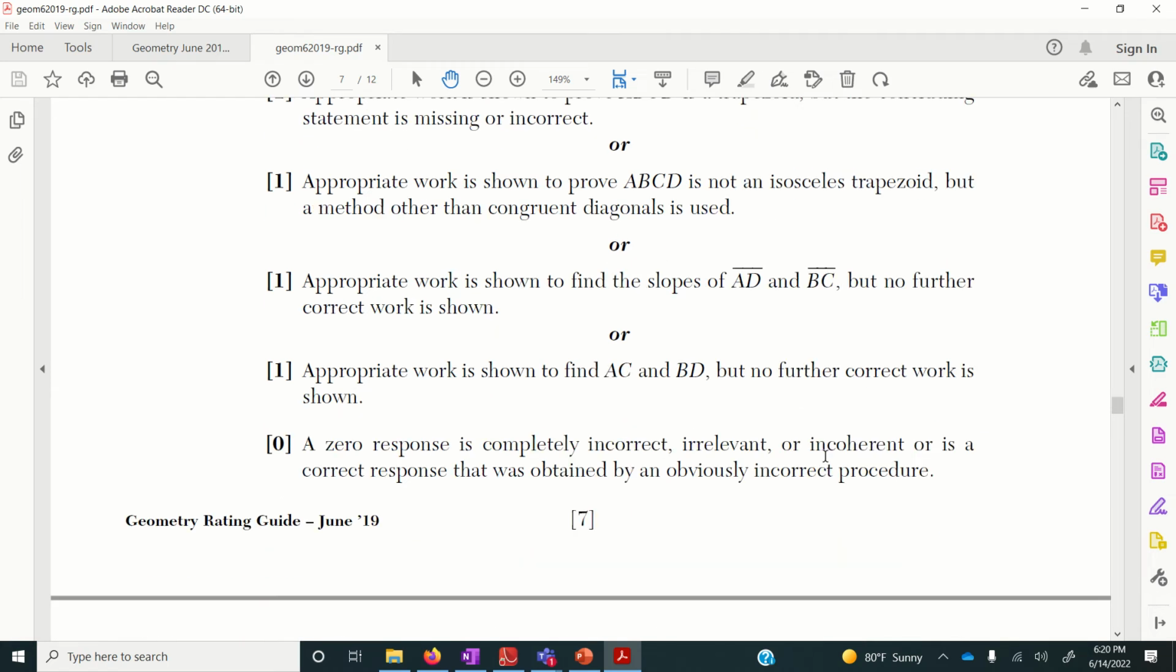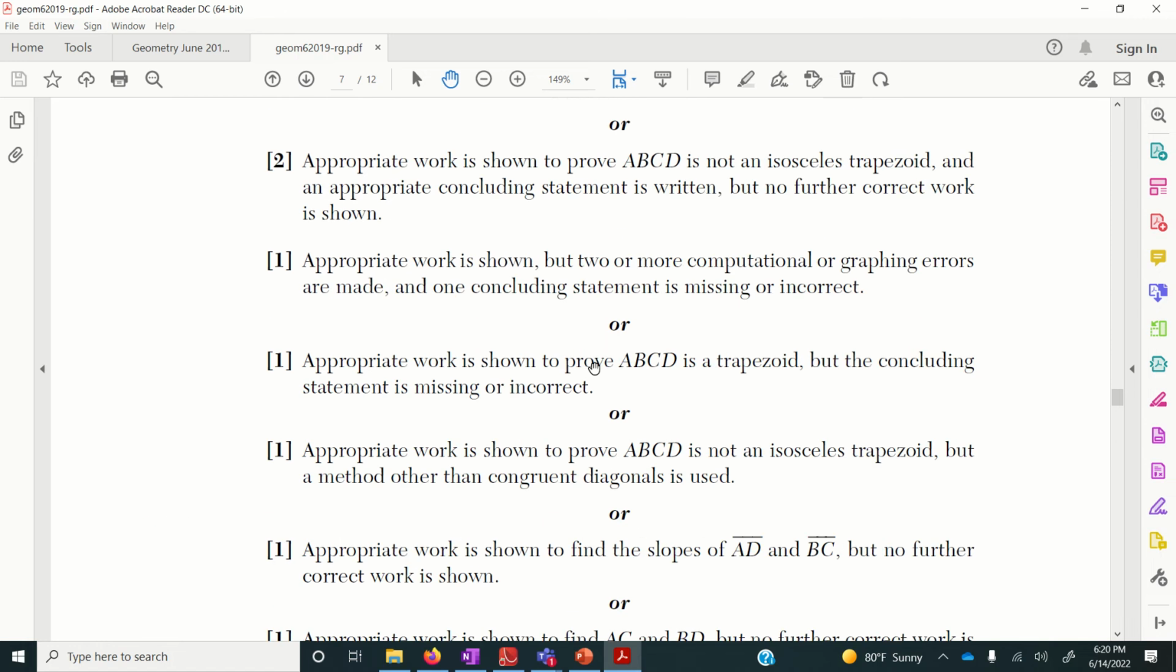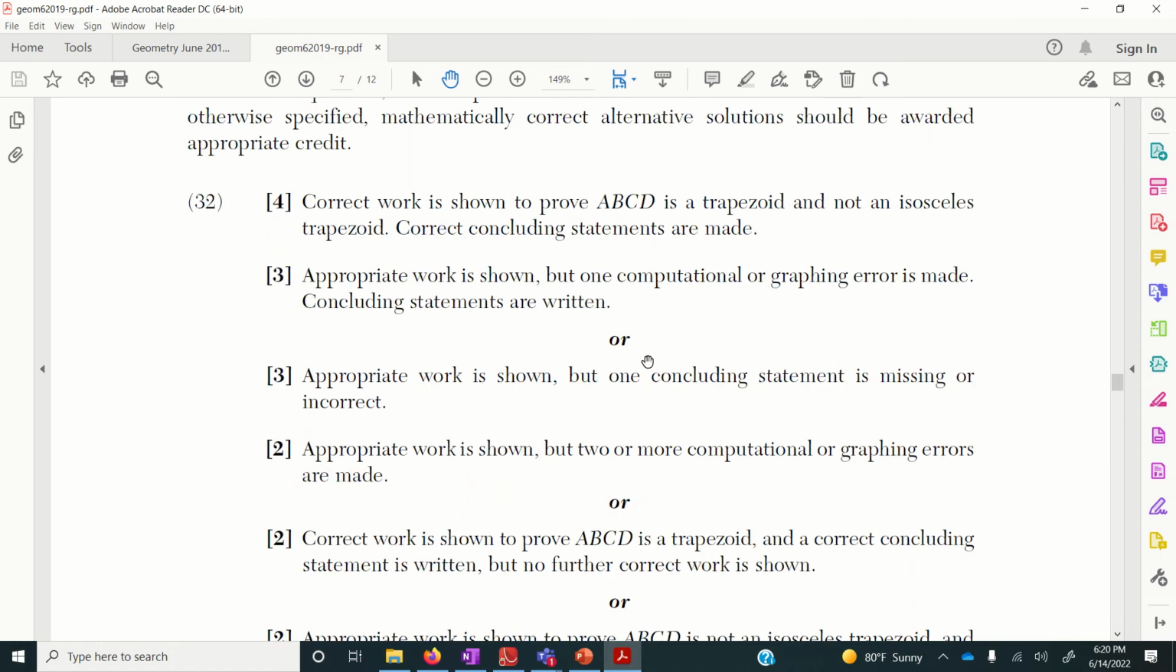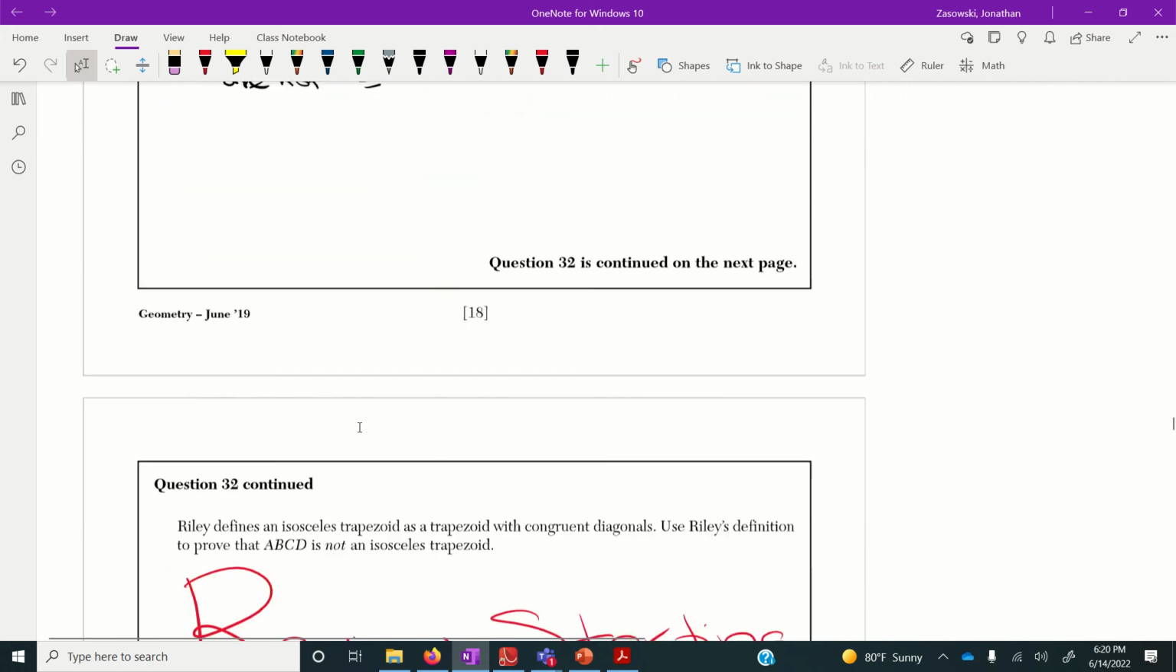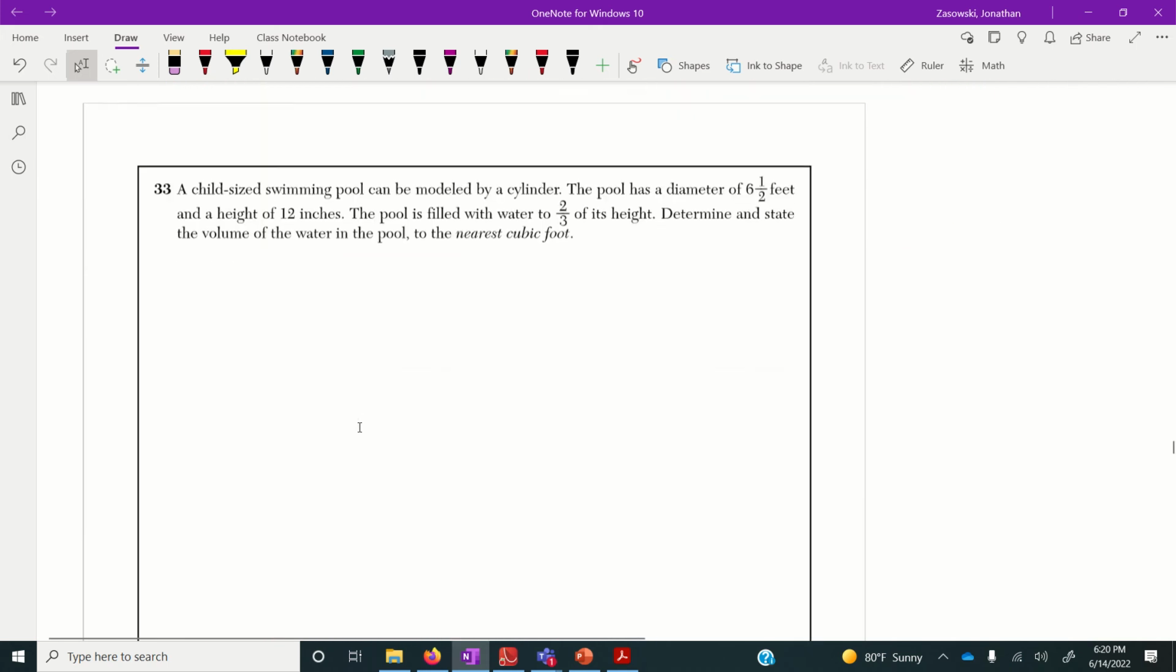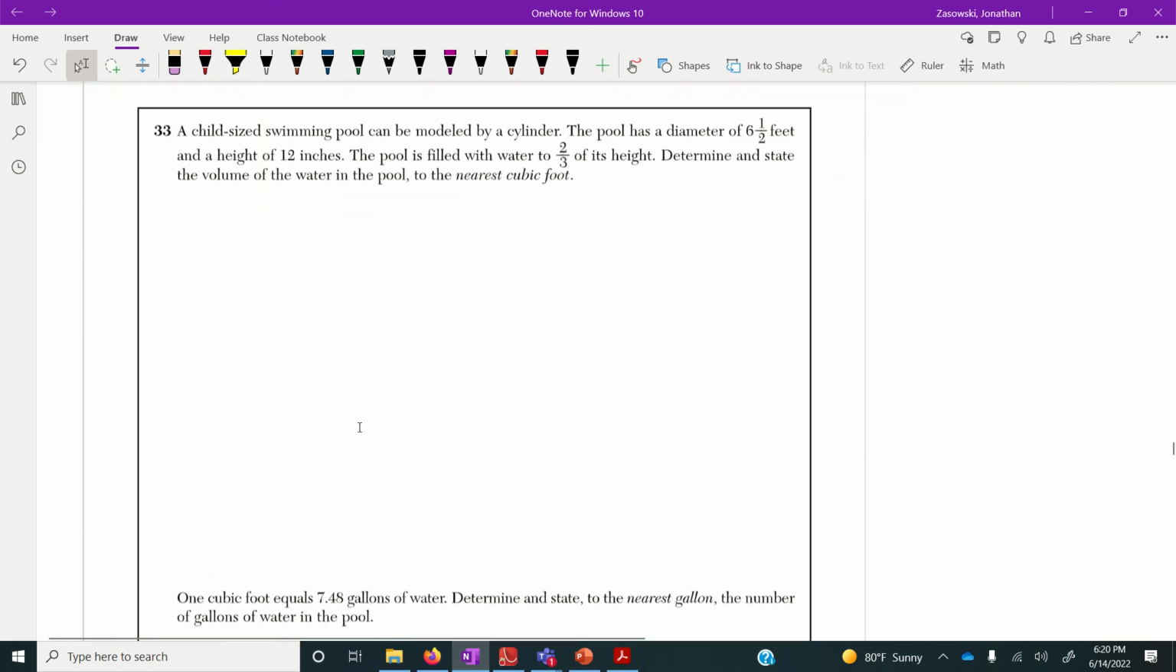So there's a couple ways to give points here, but this one wasn't too bad. You should have been able to get this one on your own, hopefully, if it does pop up on the exam in the future here. So, all right, let's take a look at number 33.